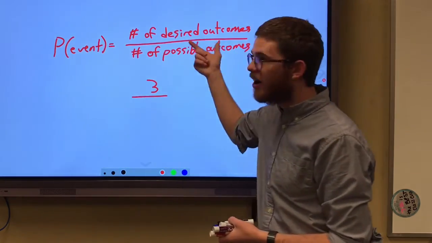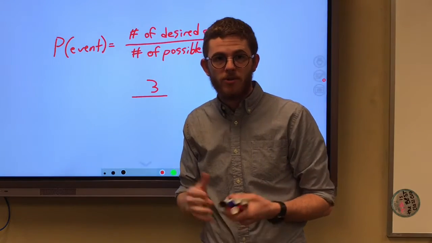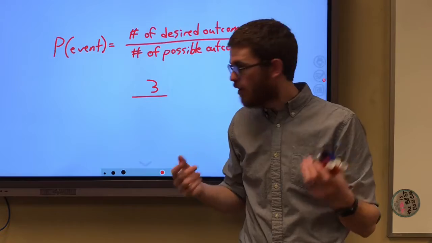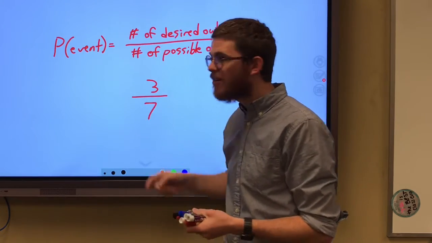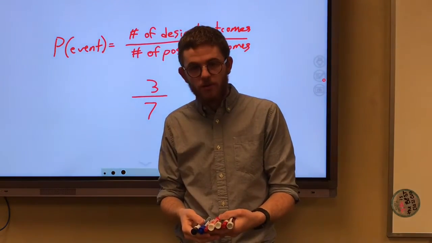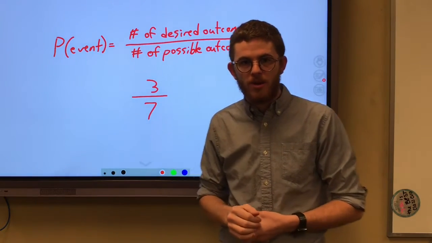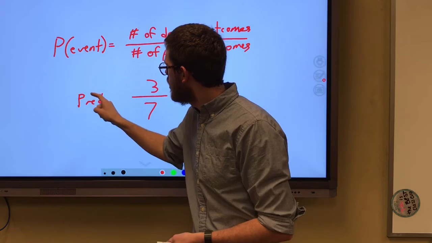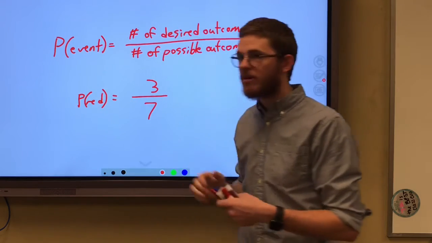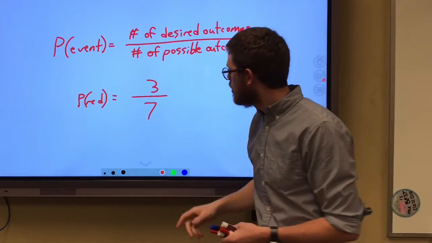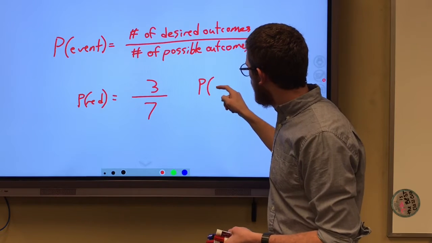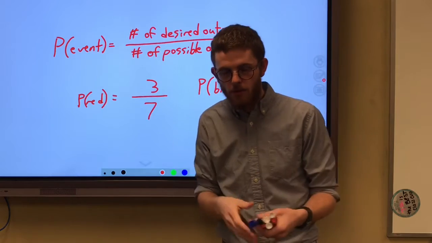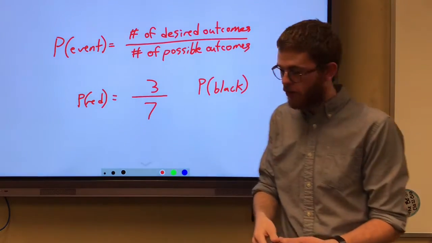That's the number of desired outcomes. The outcome I would desire would be red, and there's 3 of those. And total possible outcomes, well, there's 7 markers I could have chosen, and I just happen to desire the red. So the probability of choosing a red marker would be 3/7. Well, the probability of a black marker, if I desired a black marker, well, there's 2 black markers out of 7.